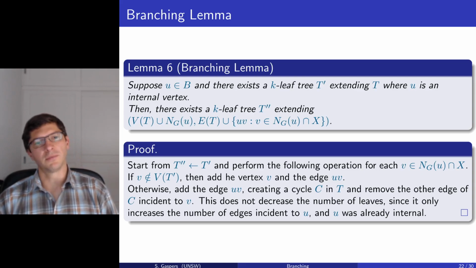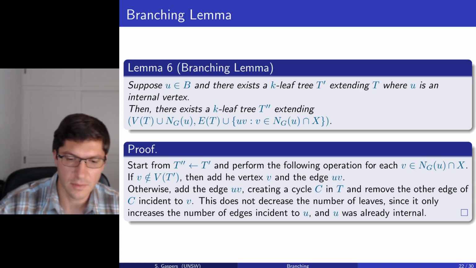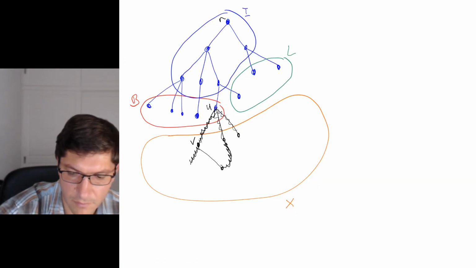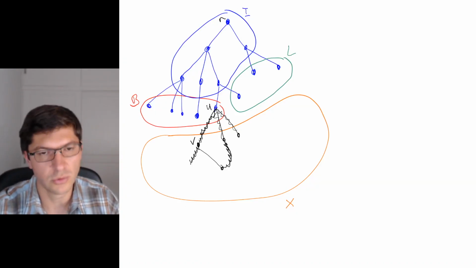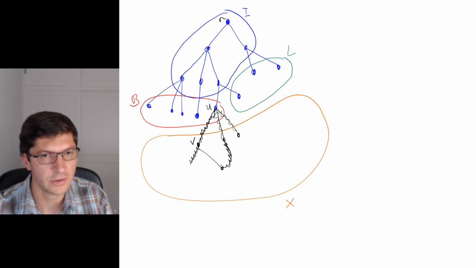So what happens to the number of leaves? I claim that this does not decrease the number of leaves. So what changes? u was not a leaf to start with. We said that u is internal. So after doing this modification, u stays internal.